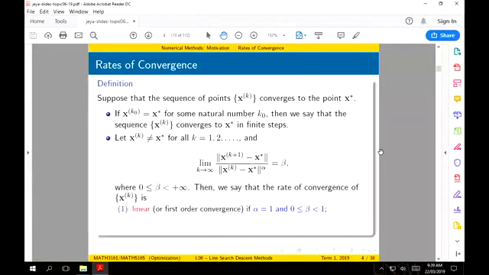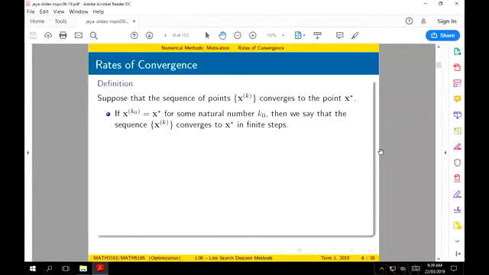Suppose that x_k converges to the point x star. The limit point is x star. If x_{k0} is x star for some finite number k_0, then we say that's finite convergence. Generally, you have an asymptotic convergence. It takes infinitely many k. If x_{k0} is equal to x star for some number k_0, then we say the x_k converges to x star in finite steps. In other words, you have a finite convergence.